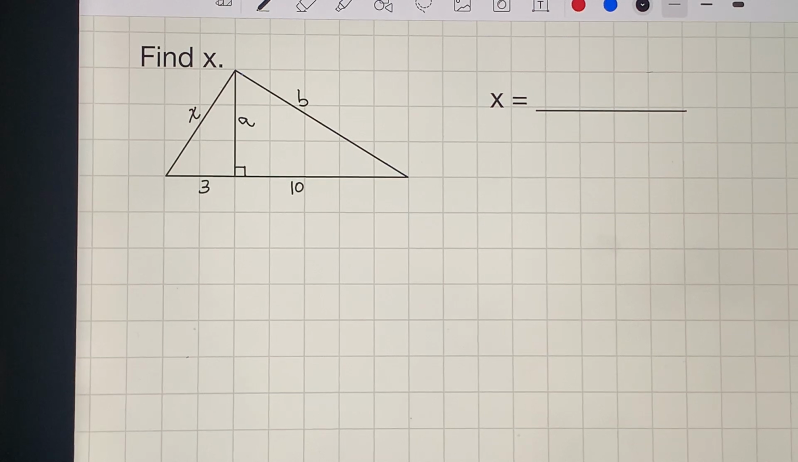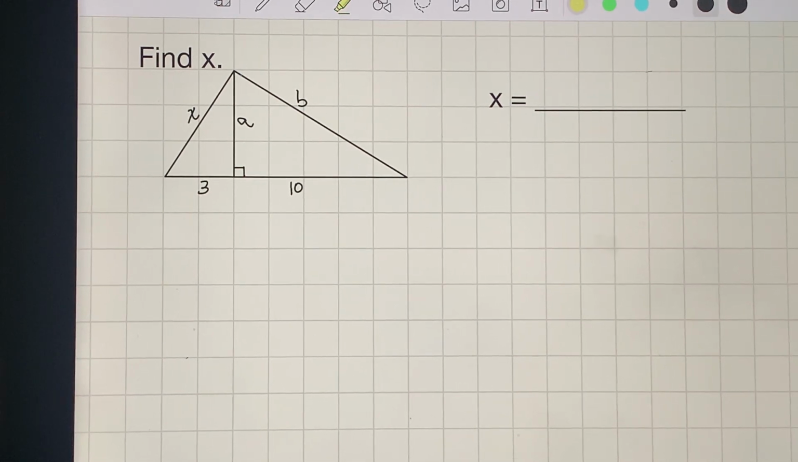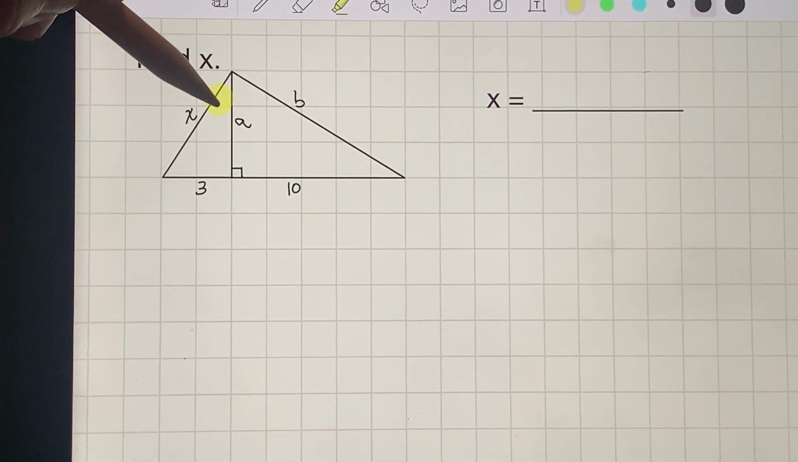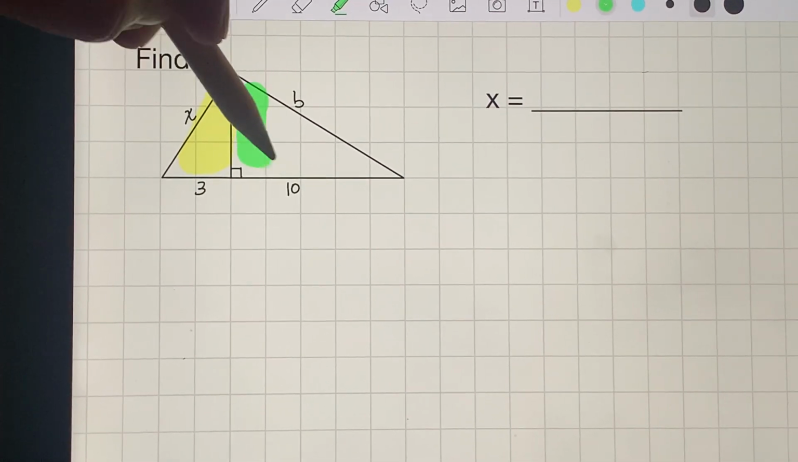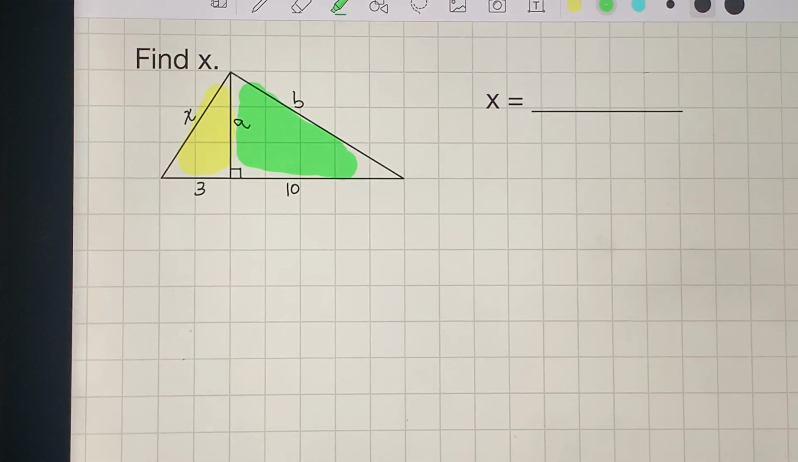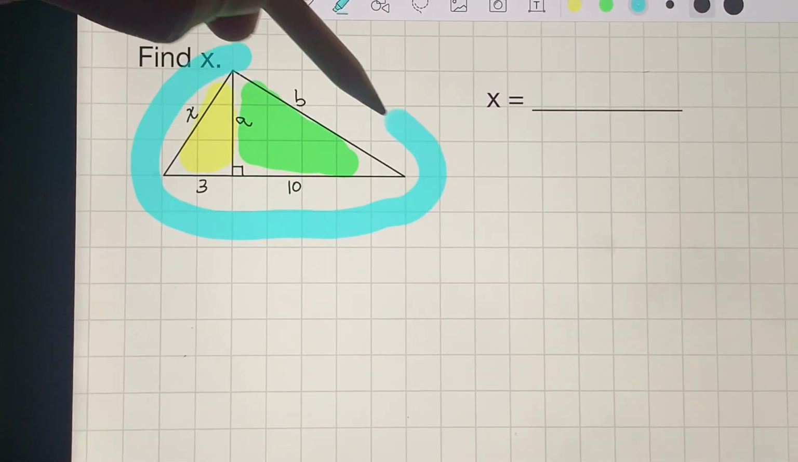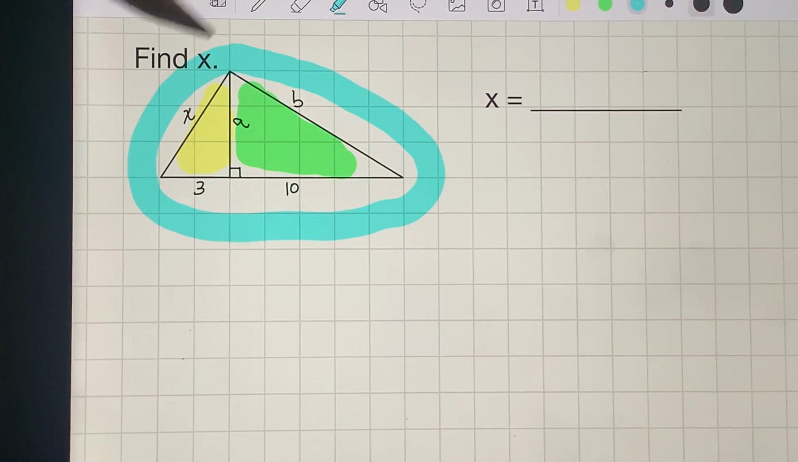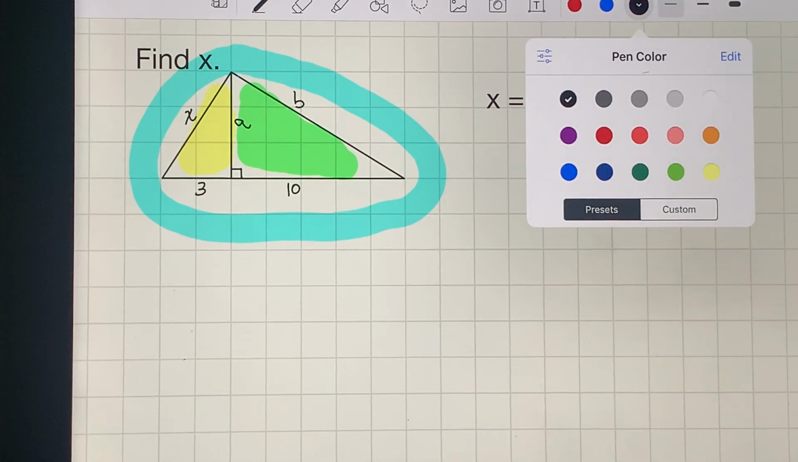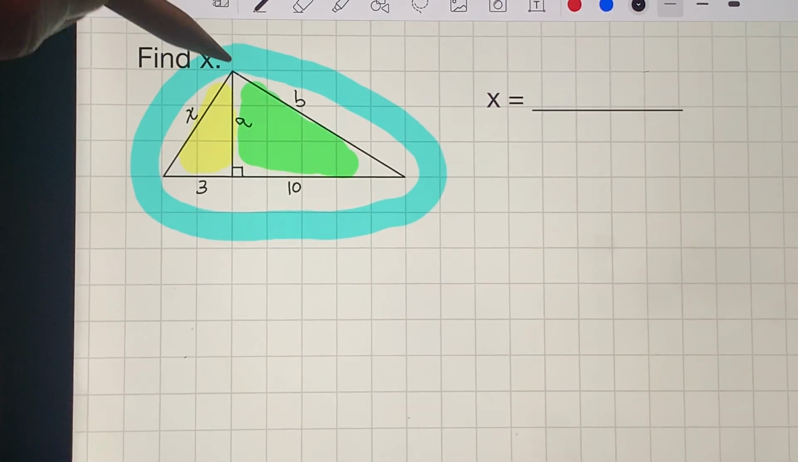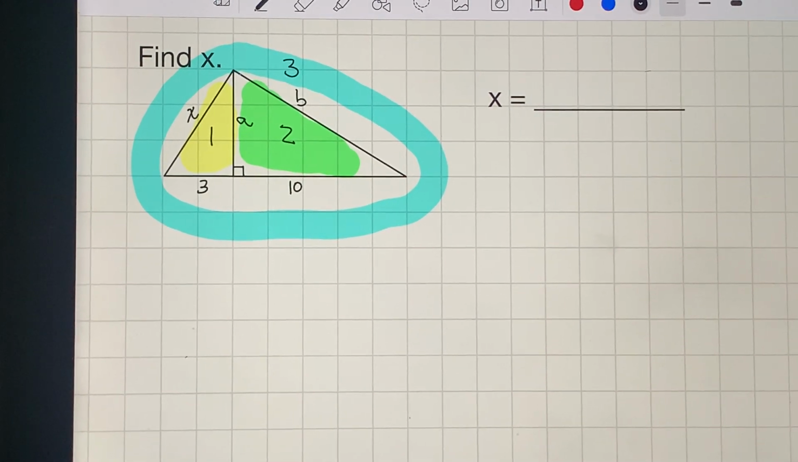So I also want to highlight something here, and that is the fact that we have three triangles. We have this small one, we have this one which is a little bit bigger, but then we also have a big triangle that encompasses both little triangles. I will identify these triangles as 1, 2, and 3.